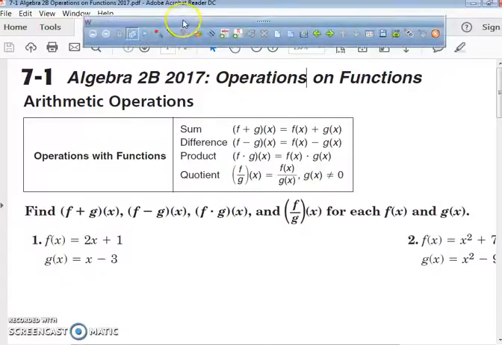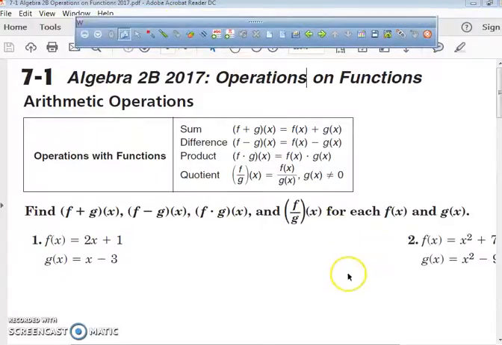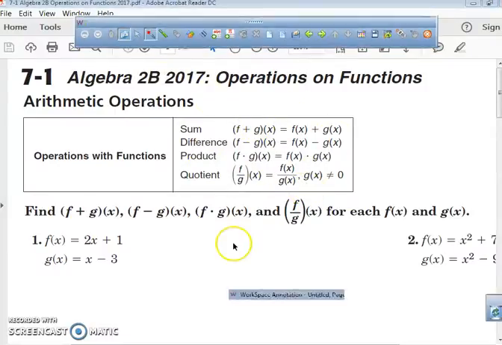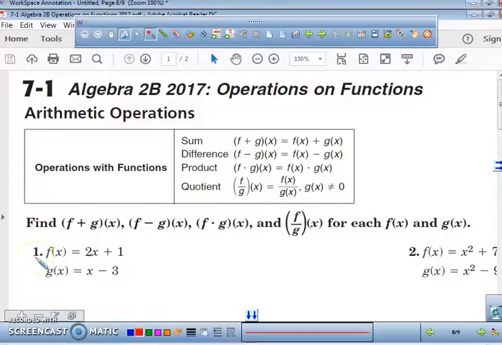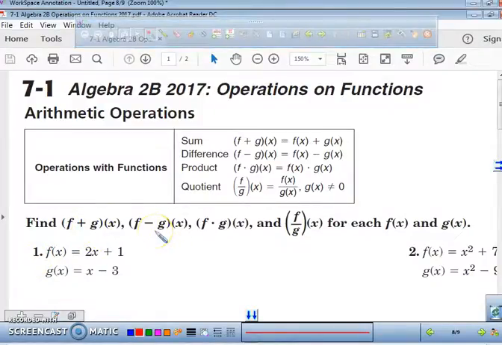Right, today we're starting chapter 7, operations on functions. All right, everybody should have this right here in your journal. What we're going to do today is simply do problem number 1. We are going to find the sum of the two functions, the difference between the two functions, the product of the two functions, and the quotient of the two functions.